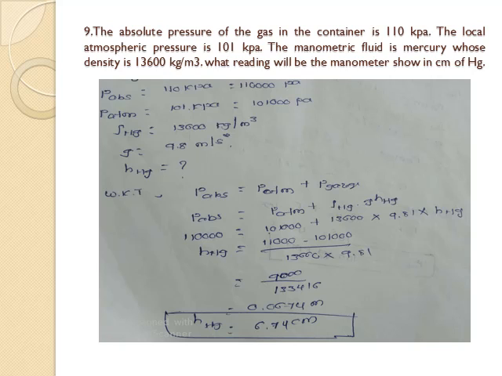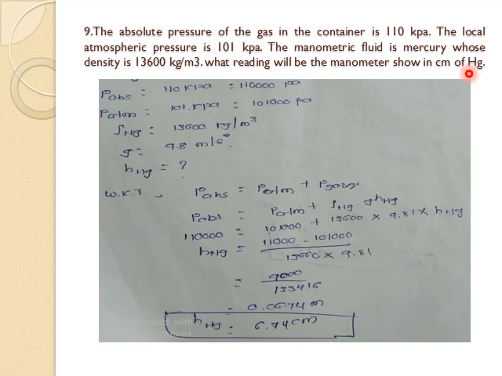Now let us solve some more problems on U-tube manometer. Have a look at the question here. The absolute pressure of the gas in the container is 110 kilopascal. The local atmospheric pressure is 101 kilopascal. The manometric fluid is mercury whose density is 13,600 kg per meter cube. What reading will the manometer show in centimeter of Hg?